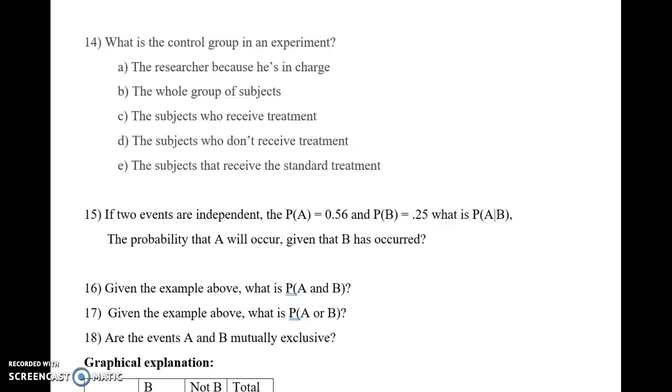That group is called the treatment group, or sometimes the experimental group. So D, the subjects who don't receive treatment, that's what a control group is. They don't receive the treatment. But if you look at E, the subjects that receive the standard treatment, that one's also right. So a control group either receives no treatment or they receive a treatment that is what they're used to getting anyway. So you're controlling for what they have had in the past.